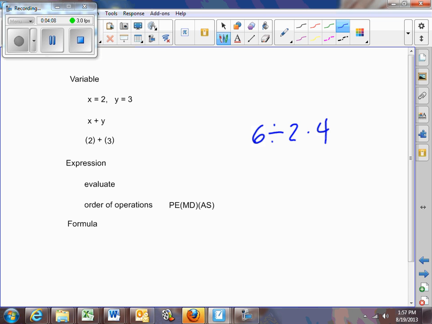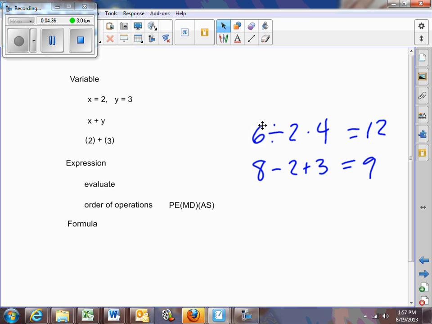Addition and subtraction is the same thing. If you have 8 minus 2 plus 3, you would first subtract the 2 from the 8 to get 6, and then you would add 3 to get 9. If you, in error, said, I'll add the 2 and the 3 and got 5, and then subtracted 5 from 8, you would get what we refer to as the wrong answer.